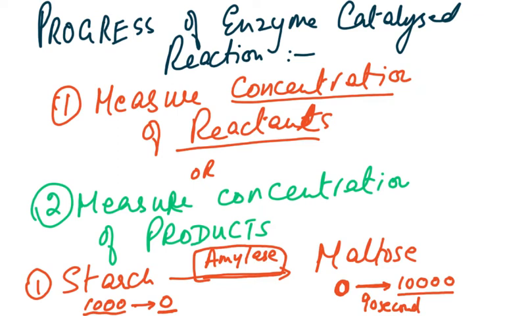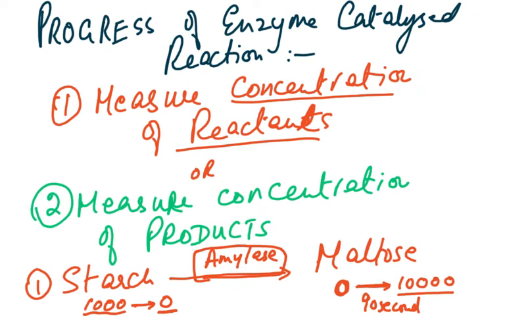Why am I saying not more than 10,000? Because all the starch has been converted to maltose. No more starch is left. So we can measure the time taken for this final. How much time did it take for the maltose? So the maltose will be the final. After that the maltose is now not increasing. So that is the end. All the starch has been converted to maltose.